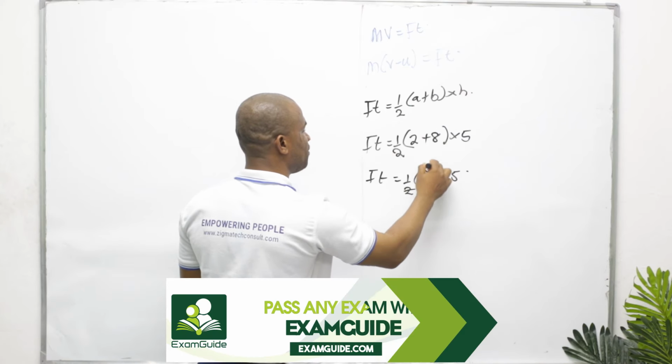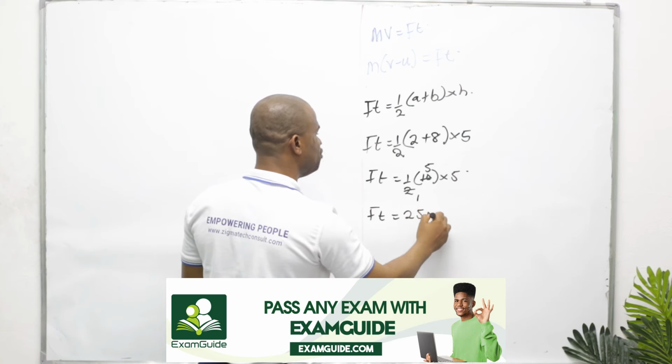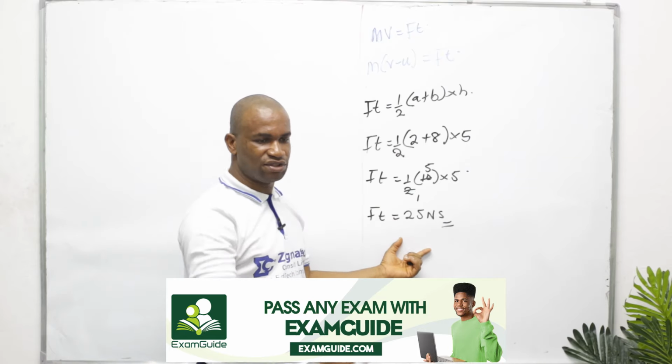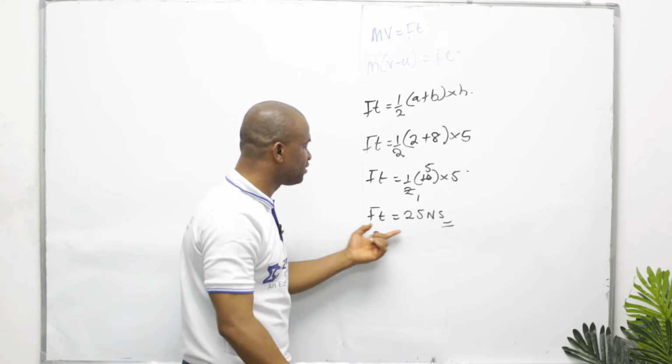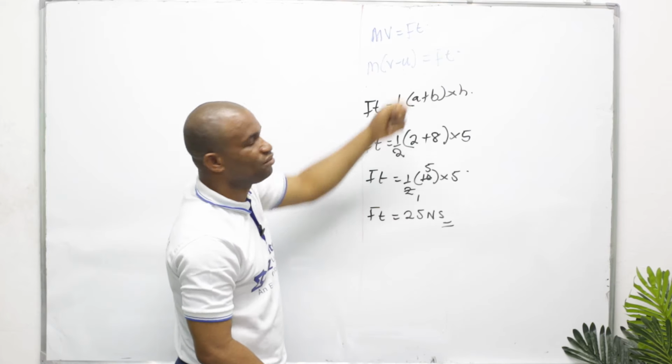This one, this is 5. 5 times 5 is 25 newton seconds. So this is the area under the curve according to this question. This area under the curve is momentum, which is mv minus mu.